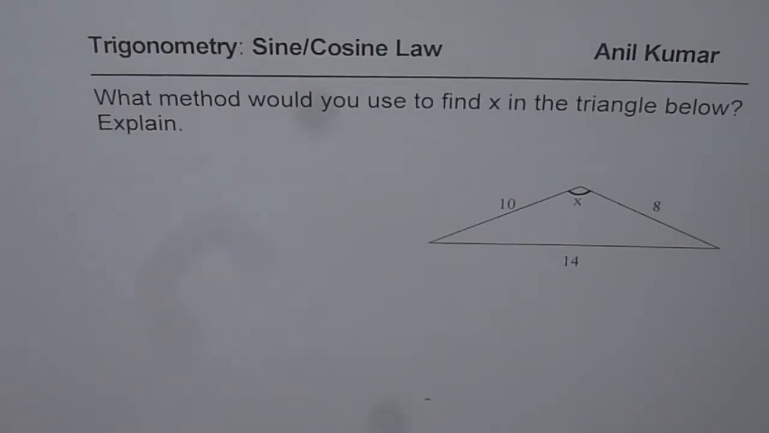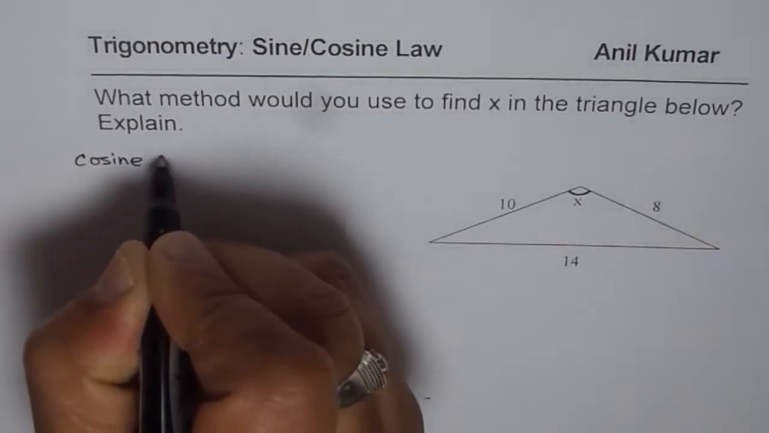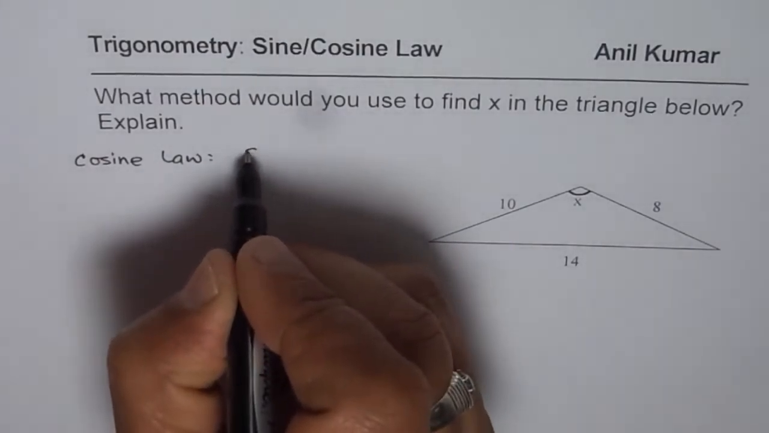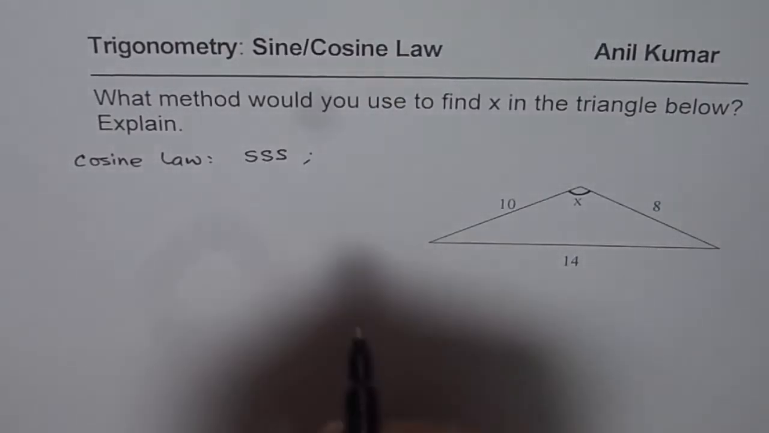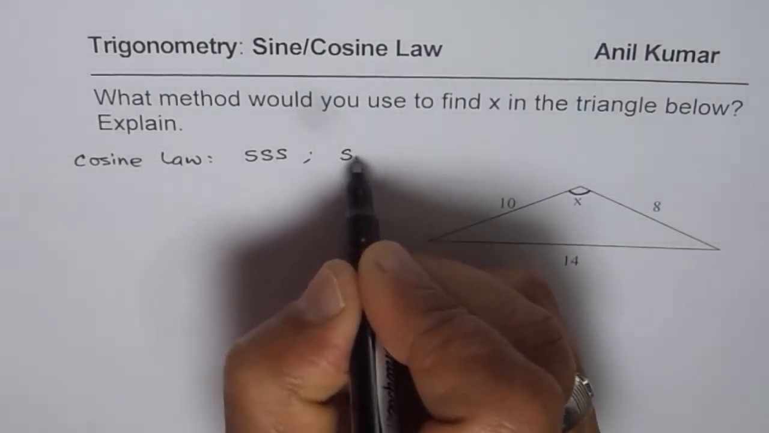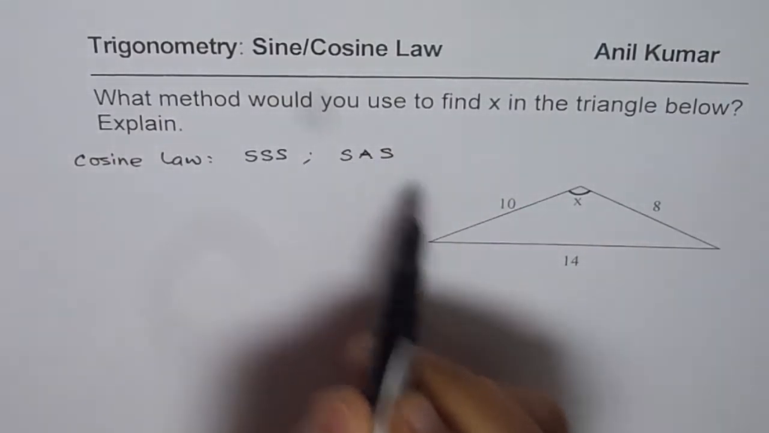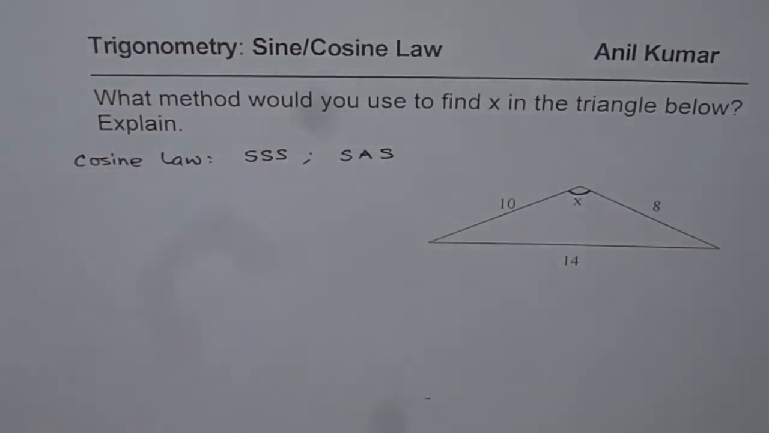Now whenever you are given three sides and you need to solve that particular triangle, you should be using cosine law, right? So the rule here is that cosine law is to be used. There are two conditions when you use cosine law. One is when you're given three sides, and the other is when you are given two sides and the included angle, SAS.